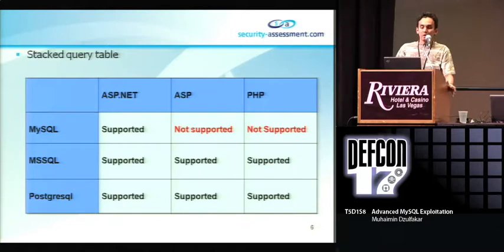If you look at the stack query table, on the top side we have different types of applications. On the left side we have all the different types of databases. As you can see in this table, there are only two applications that do not support stack query by default. They are ASP.NET and PHP. So today we're going to focus on PHP and MySQL. As we know, PHP is widely used with MySQL, and they are part of the software stack for the LAMP and the WAMP environment.